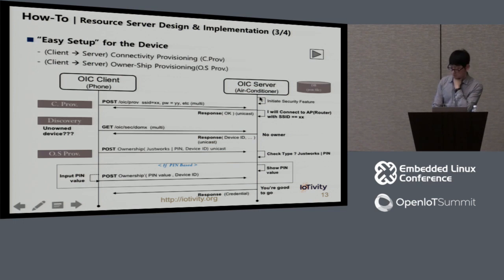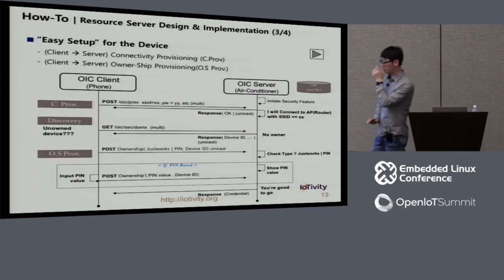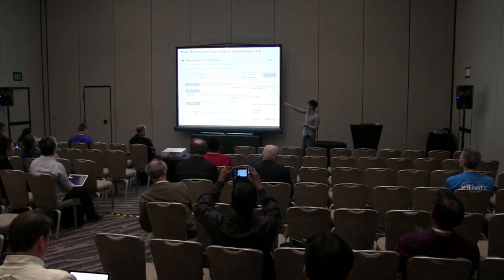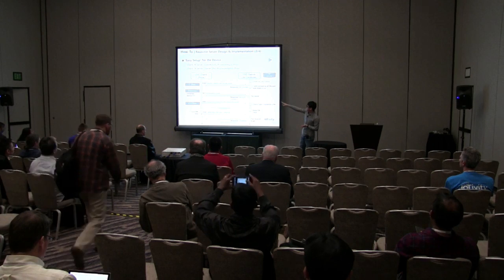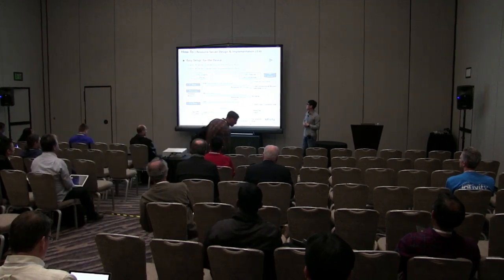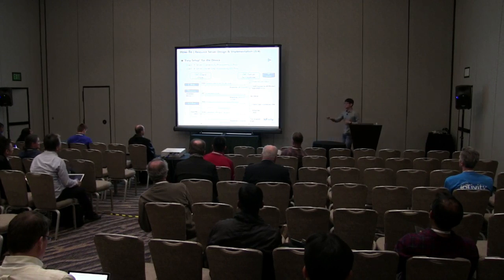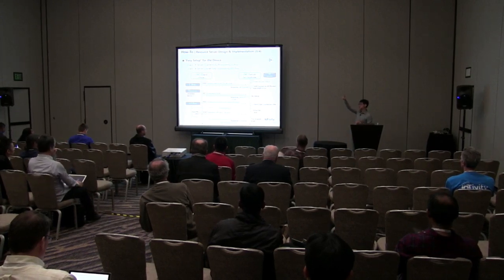So now, with this mechanism, let me explain how the actual features can work. For example, when you buy a device, you need to set up the device, meaning you have to make this device connect to the internet or network. So we call it setup. At first, you have to send a post to the OIC/proof. That means I want this device to connect to this router, AP router.